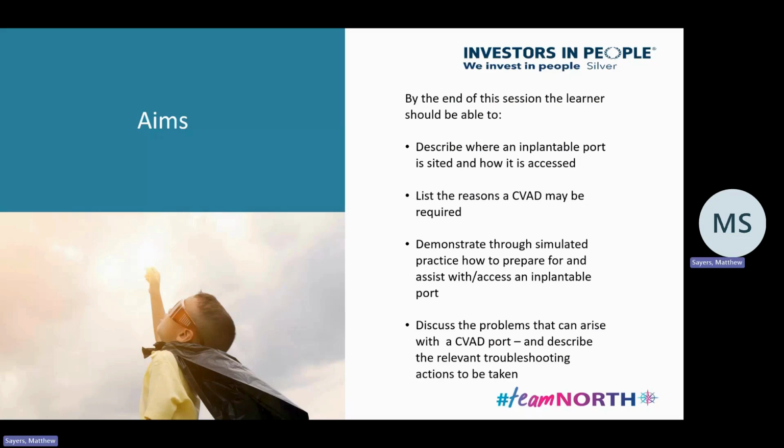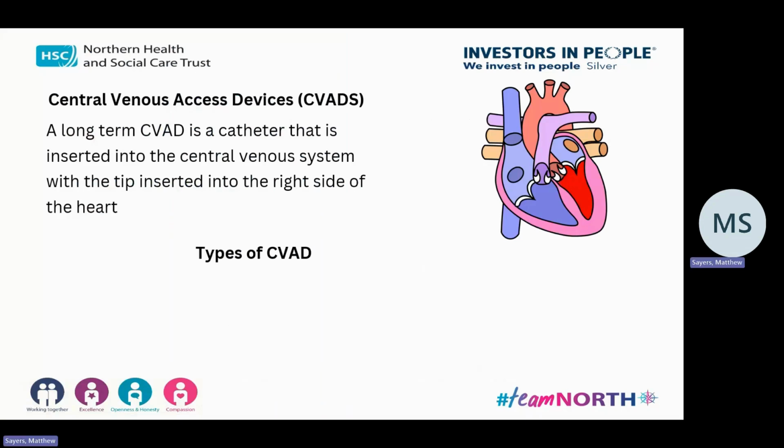Okay. So the aims of our session here then is, by the end of the session, you should all be able to describe, if you don't know already, what an implantable port is and where it's sited and how it's accessed, and be able to list the reasons that you would have a CVAD, and to demonstrate through simulation how to prepare for and to access an implantable port, and to discuss any arising problems that can come out of that. So first of all, just a little recap, and I know it's kind of like teaching grandma how to suck eggs, but we'll just go through it for the sake of completeness.